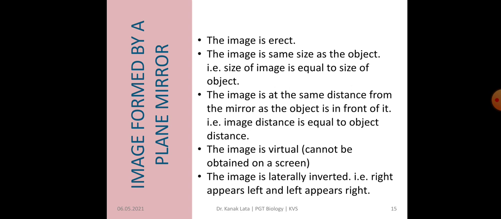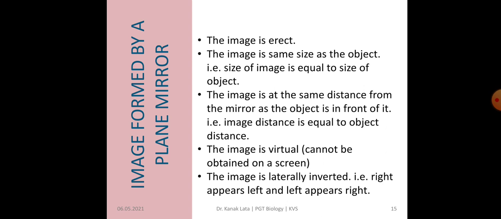This you may observe in your home also. Standing in front of your dressing mirror, you will see your image. When you start moving forward to the mirror, the image also seems to move forward. And when you move away from the mirror, the image also seems to move away from the mirror. Do this activity at your home. The image formed by a plane mirror is virtual, and a virtual image cannot be obtained on a screen.